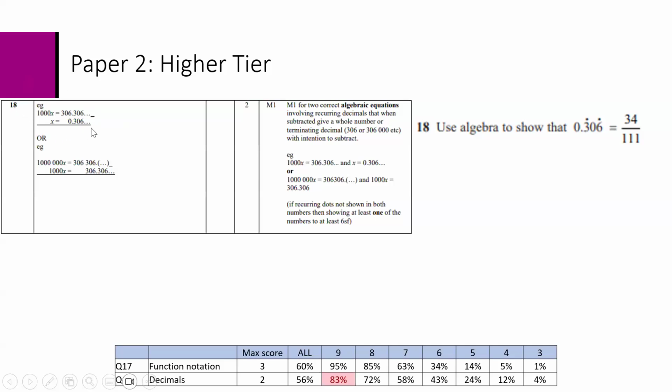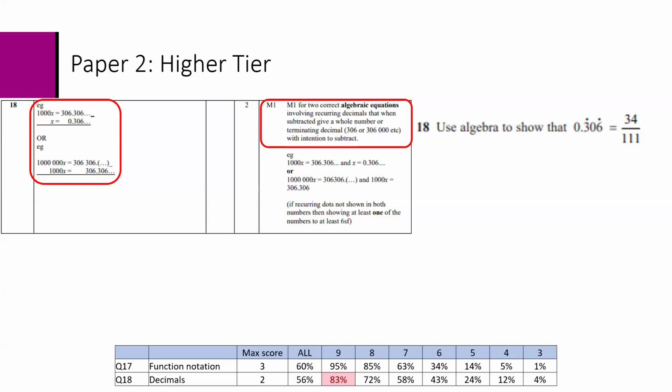So here's the mark scheme. And I'm going to highlight a couple of things. So the first method mark is for 2 correct algebraic equations involving recurring decimals that when subtracted give a whole number or terminating decimal. It's quite nice. They don't necessarily need to use full formal simultaneous equations notation of labeling 1 and 2. They can just write one above the other and put a subtraction sign in between them. Absolutely fine to do so in this case here.